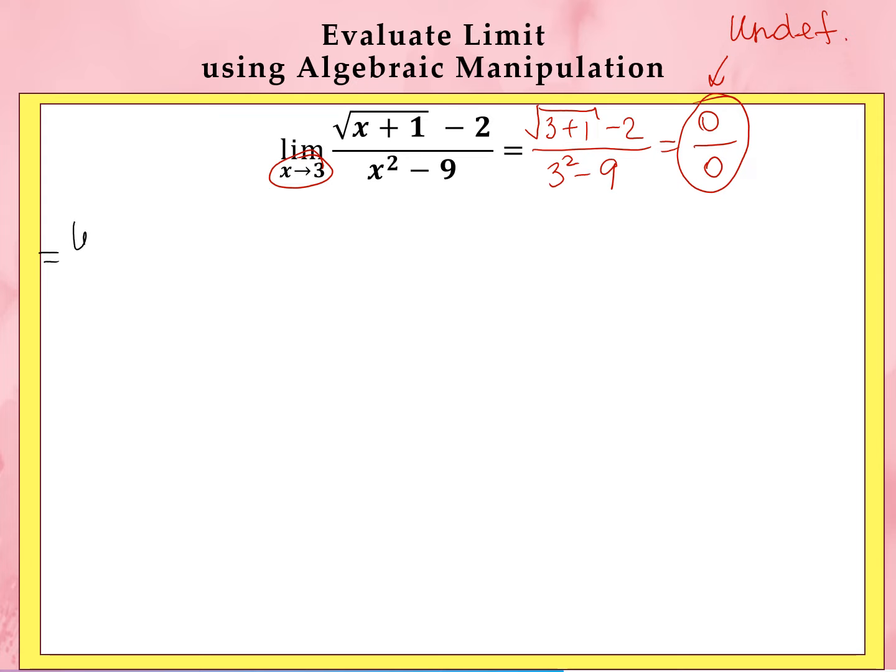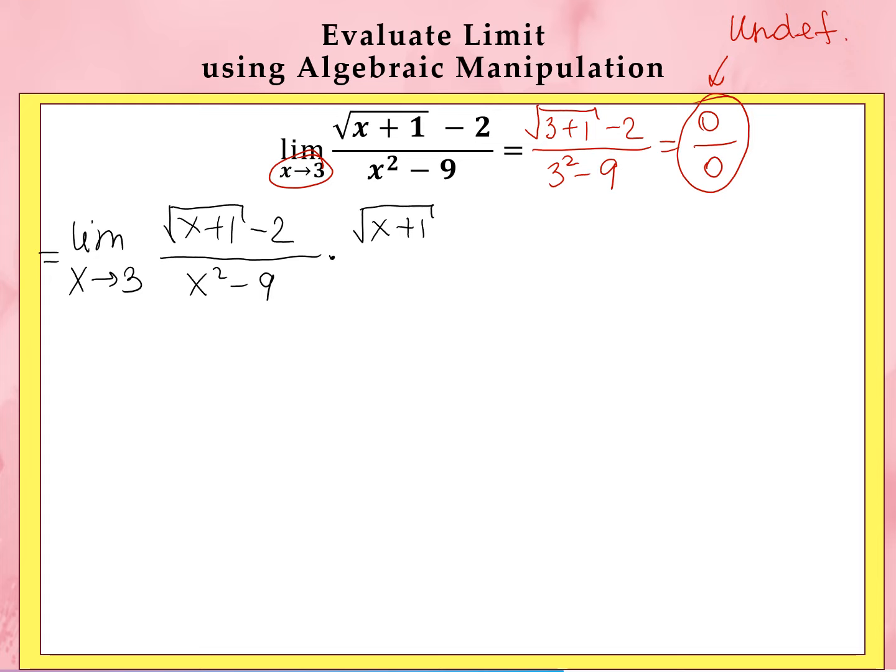We write the limit as x approaches 3. We will rationalize the numerator. So this is our given function. For rationalizing the numerator, we have to multiply the numerator and denominator by square root of x plus 1 plus 2, over square root of x plus 1 plus 2, equals.